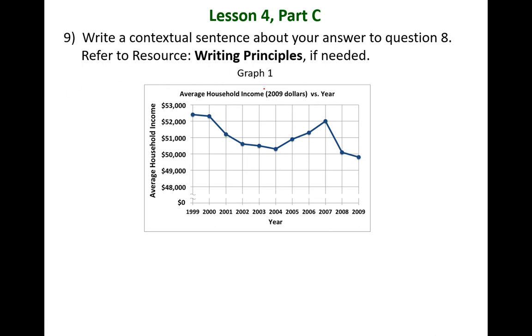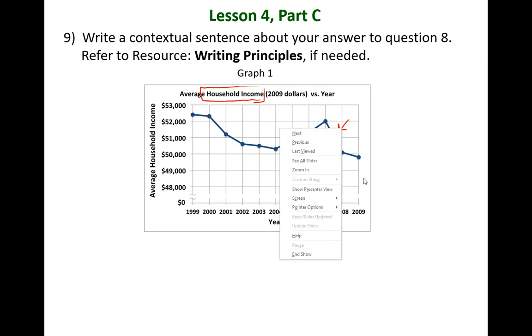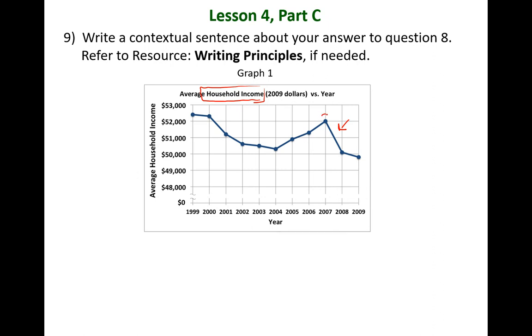We want to include what we're talking about, household income. We know that when we went between, in this time period, we want to be very specific. What time are we talking about? What happened? Household income decreased by 3.8%.